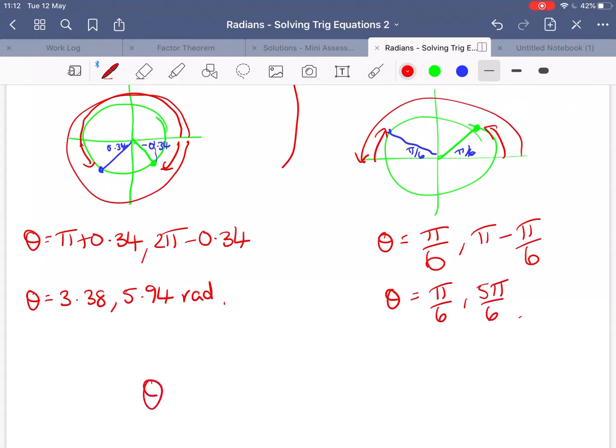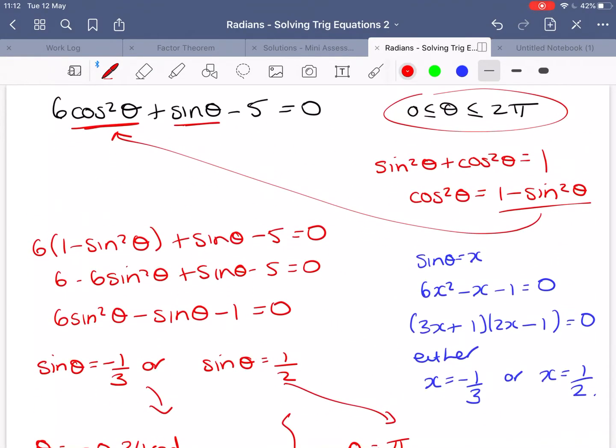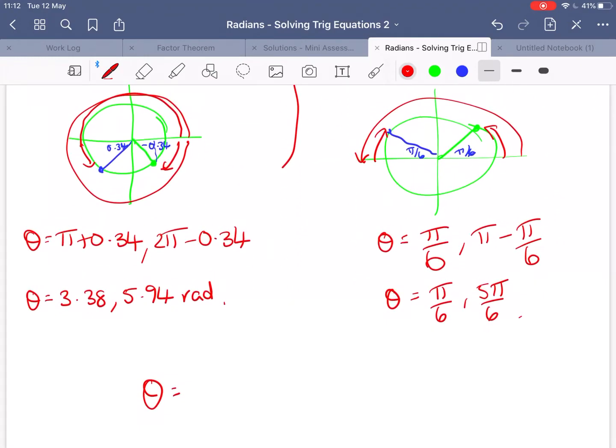So what are the solutions to my original equation, which is 6 cos squared theta plus sine theta minus 5 equals 0? I just want to write them as one list: 3.38, 5.94, pi over 6, 5 pi over 6 radians. Okay, so there's the first one.